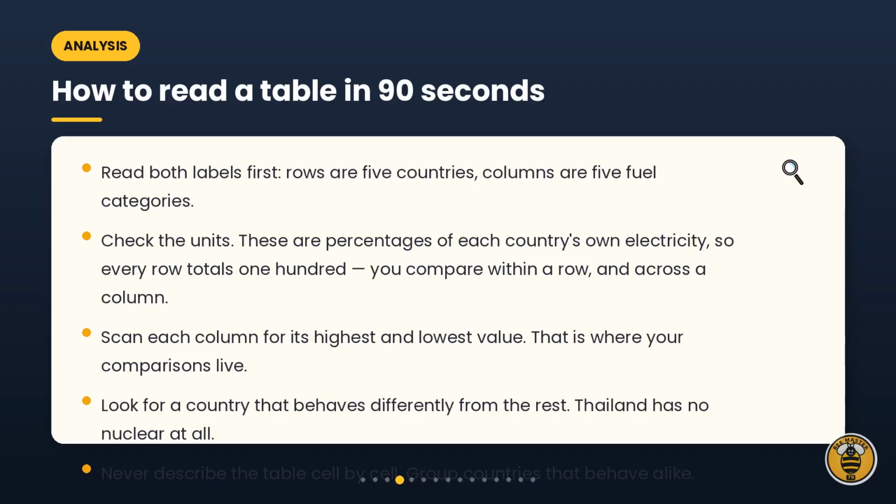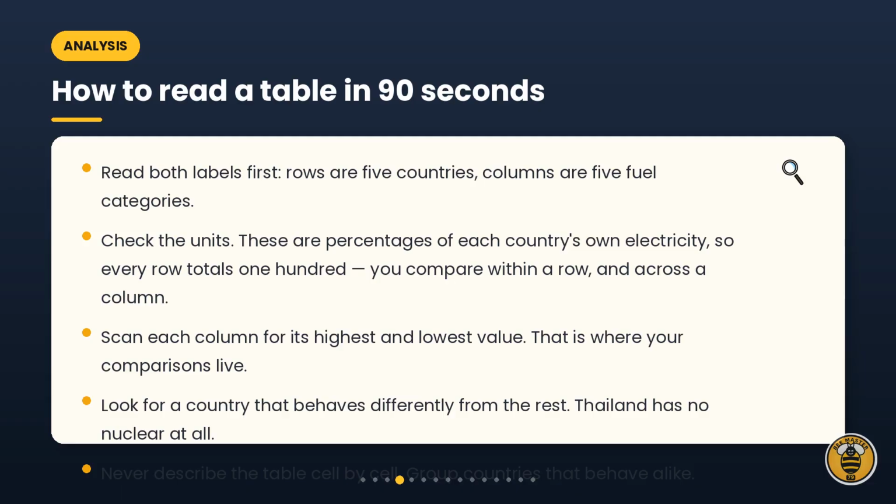So how do you read a table quickly? 5 moves. First, read both sets of labels before you look at a single number. Second, check the units, and here every row totals 100%. Third, scan each column for its highest and lowest value because that is where your comparisons come from. Fourth, hunt for the country that behaves differently from the others. Thailand has no nuclear power at all. Exactly 0, and that is worth a sentence on its own.